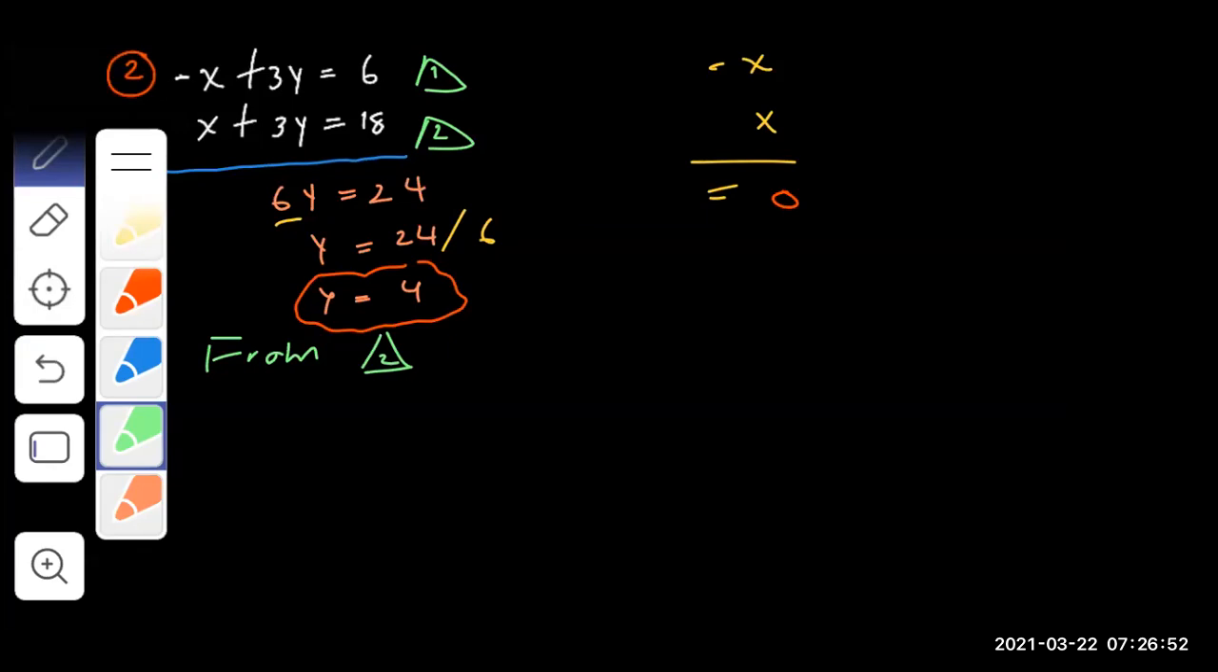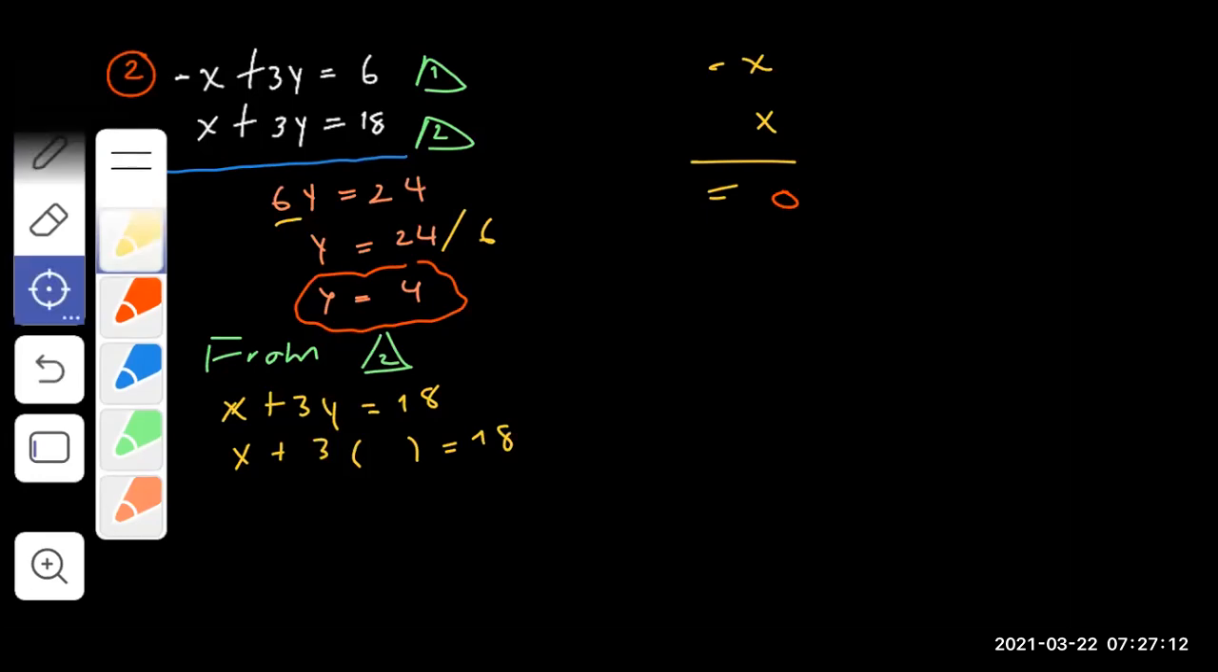Thank you. Okay, let's copy the second one, which is x plus 3y equals 18. And then let's substitute. In x plus 3y, instead of y, I'm going to place parentheses 4. Can someone tell me what is the value for y?